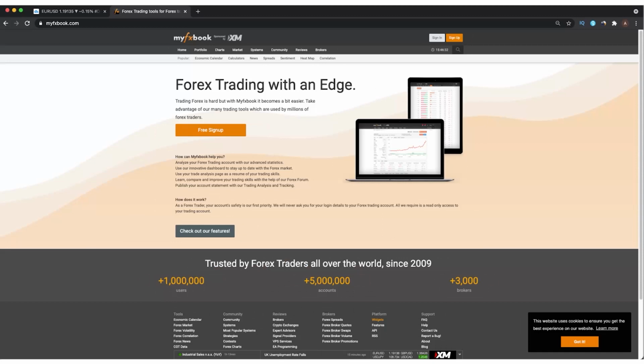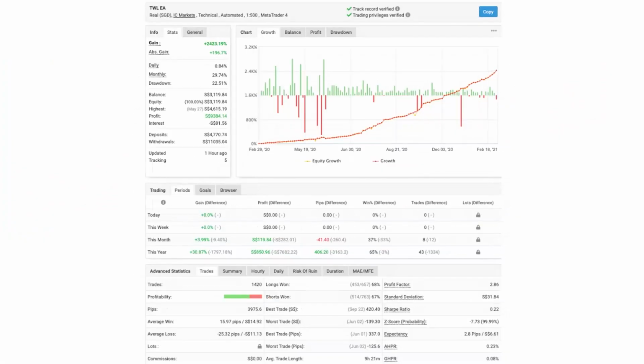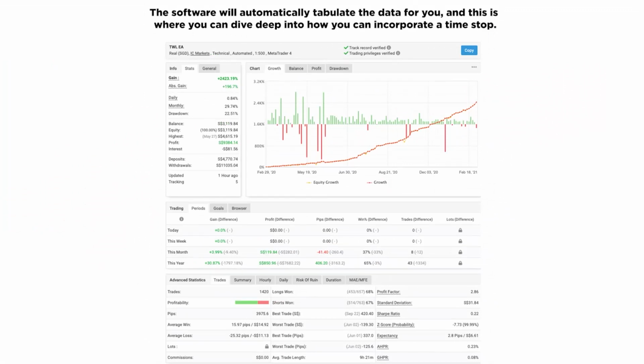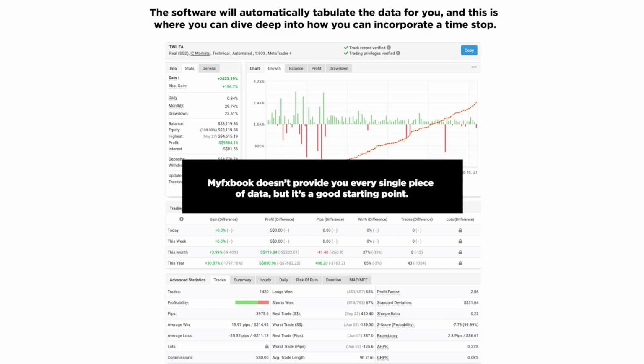So quickly, I want to show you how you can get these trading statistics easily. Now, you want to head over to myfxbook.com and follow the instructions to connect your trading account with the software. It is a free software and the software will automatically tabulate the data for you. And this is where you can dive deep into how you can incorporate a time stop. MyFXBook doesn't provide you with every single piece of data, but it's a good starting point for you to have a look at your trading statistics.